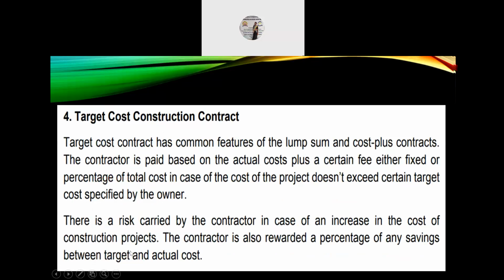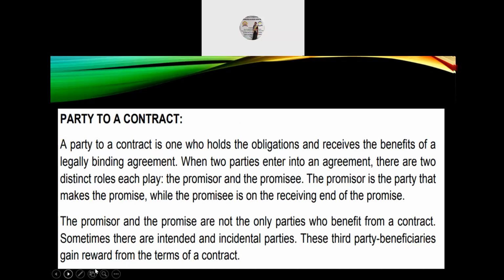Number 4, target cost construction contract. The target cost construction contract has some common features of the lump sum and cost plus contracts. The contractor is paid based on the actual cost plus a certain fee, either fixed or percentage of total cost, in case the cost of the project doesn't exceed a certain target cost specified by the owner. So there is a risk carried by the contractor in case of an increase in the cost of construction projects. The contractor is also rewarded a percentage of any savings between the target and the actual cost.